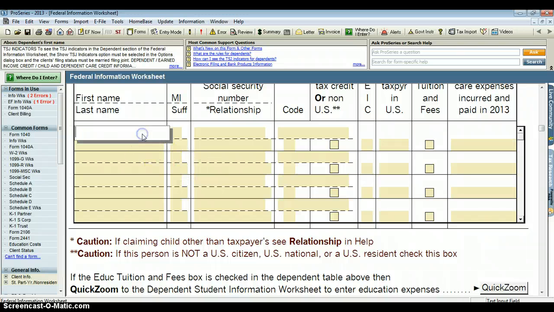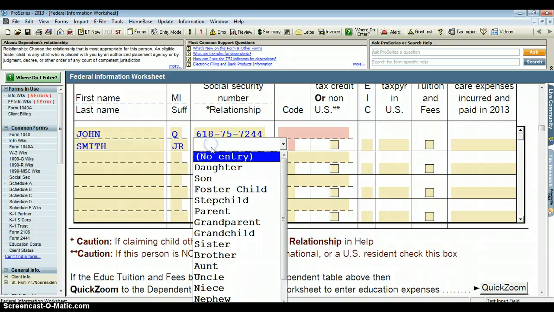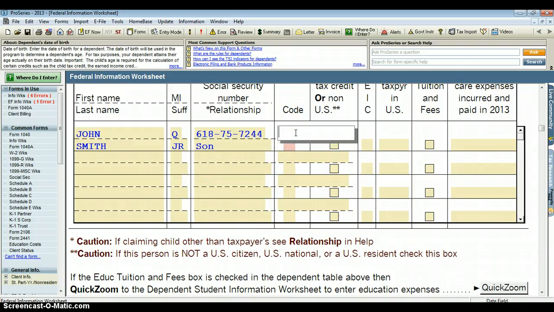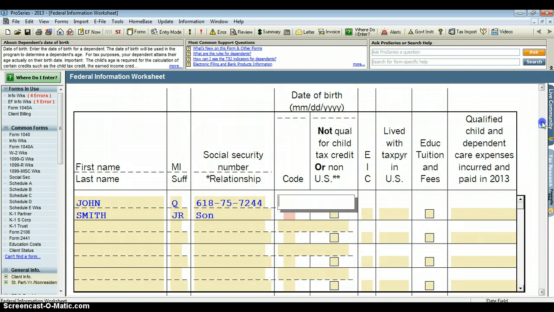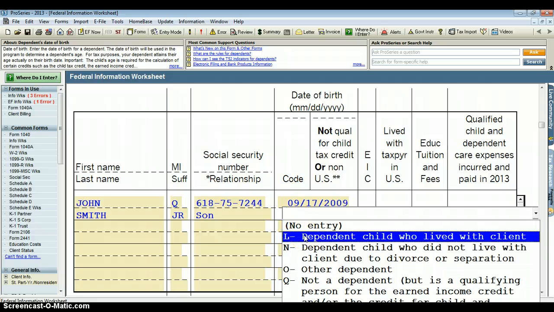So they have a son. All right, put in their social security number. And their relationship. This is their son. Their date of birth. Now, this part right here just tells the computer when it calculates that this particular dependent lives with their parents.